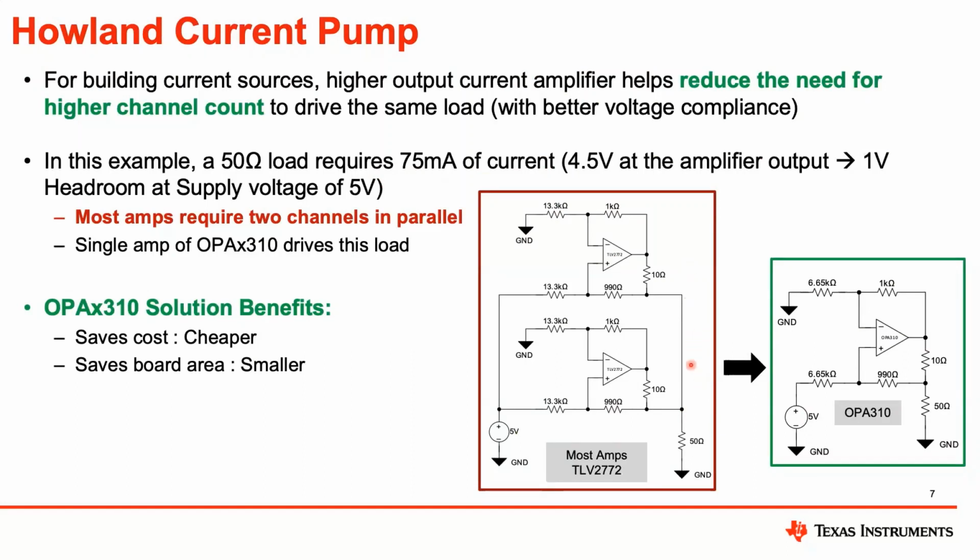In this case, we chose a TLV2772, which can output comfortably 45 milliamps. However, even 45 milliamps is not going to be enough, clearly, for 75 milliamps. So you're going to need to have 2 channels versus the 310, which, as I showed in the previous slide, is going to be able to easily drive 75 milliamps of current. And this is probably a very easy schematic to see a lot of the benefits from this, right? The 310 solution is much cheaper and it's smaller. Like, you're cutting the components and the size of the board basically in half.